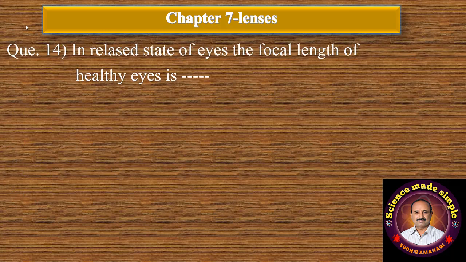Question number 14. In the relaxed state of eyes, the focal length of healthy eyes is dash dash. Option A, 2 cm. B, 0.5 cm. C, 25 cm. And D, 10 cm. The correct answer is option C, 25 cm.